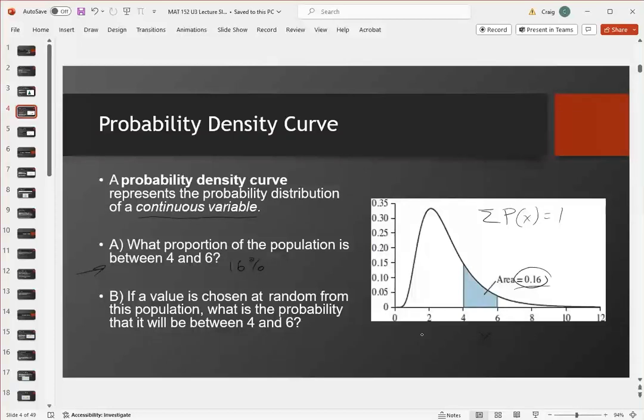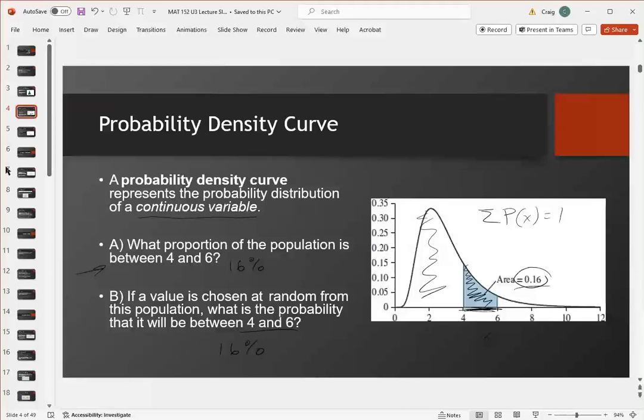If we randomly chose a value between 4 and 6, there'd be a 16% chance that if we randomly chose a value, it would land between 4 and 6. It would land somewhere in here. You can see in this case, the most likely scores are actually going to be on this side because they have the higher probability.